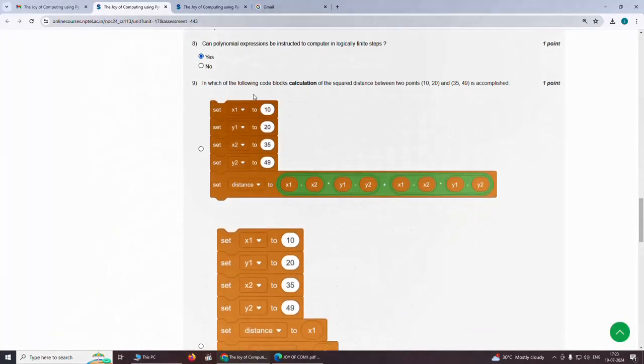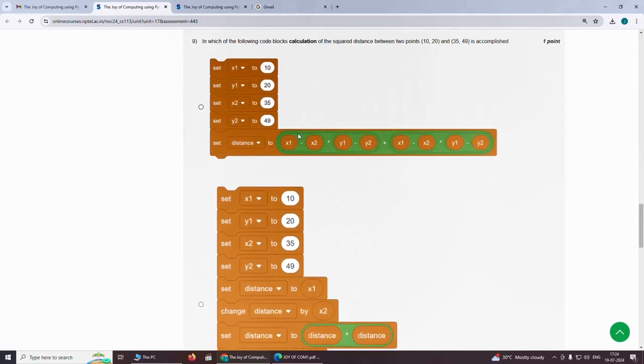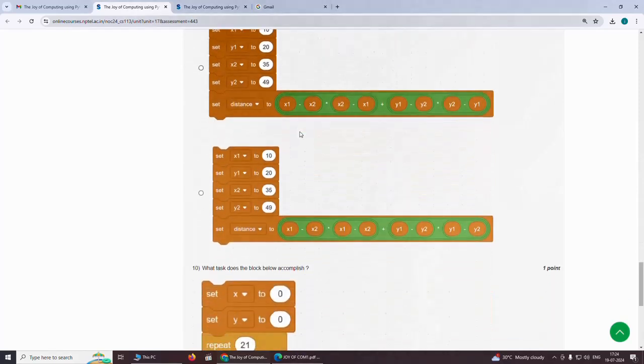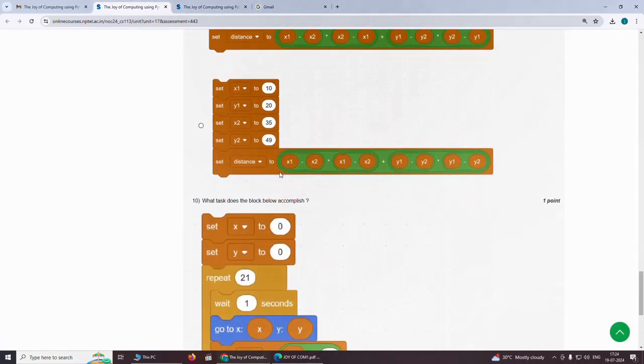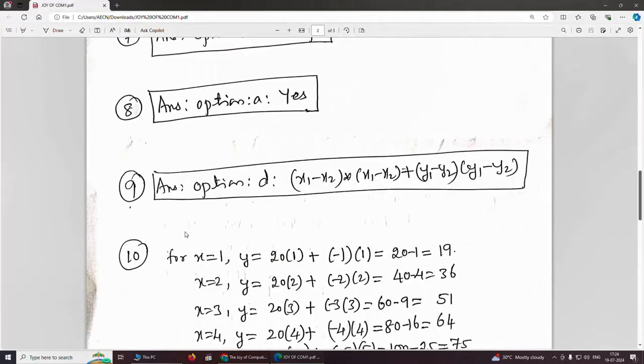In which of the following code blocks is the calculation of the square distance between the 2 points (10, 20) and (35, 49) accomplished? If you look at all these, what we can find here is the fourth. The distance formula is x1 minus x2 multiplied by x1 minus x2 plus y1 minus y2 multiplied by y1 minus y2. This is the required answer. So the required answer for the ninth one is option D.